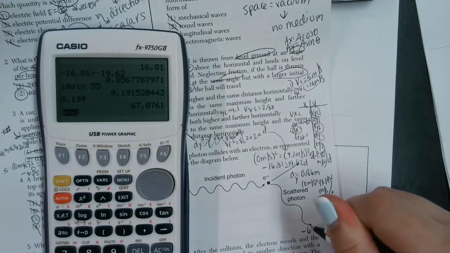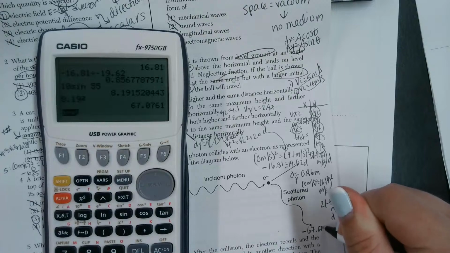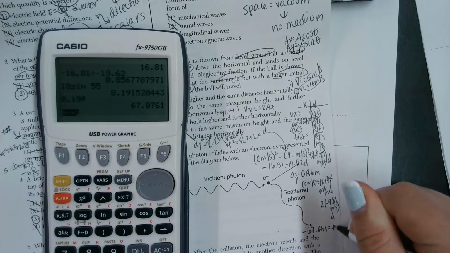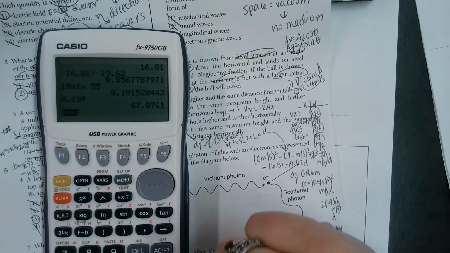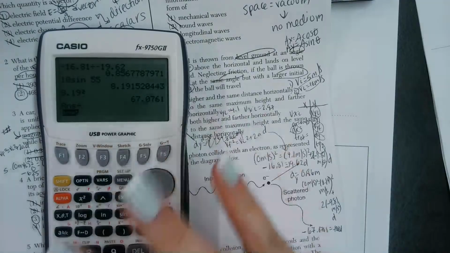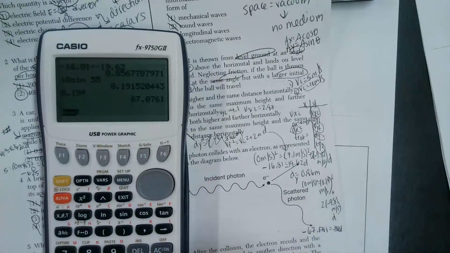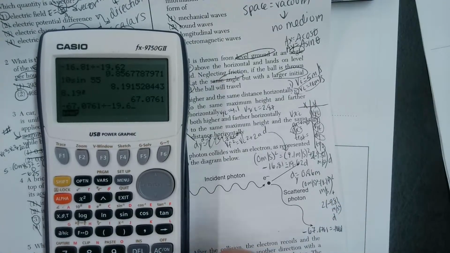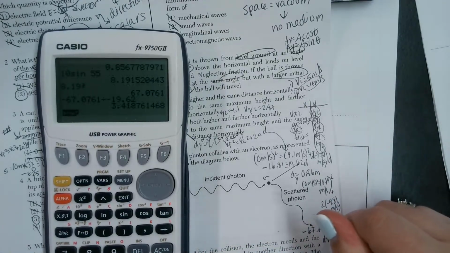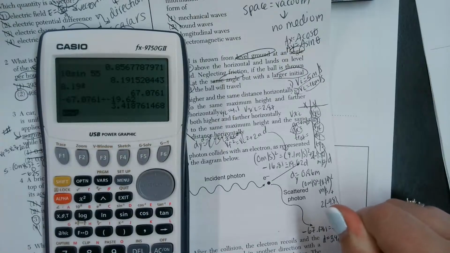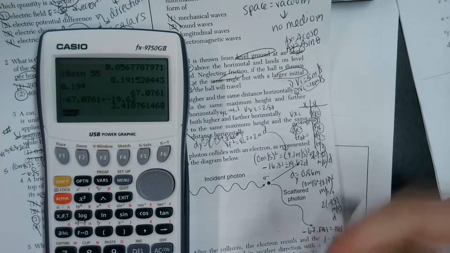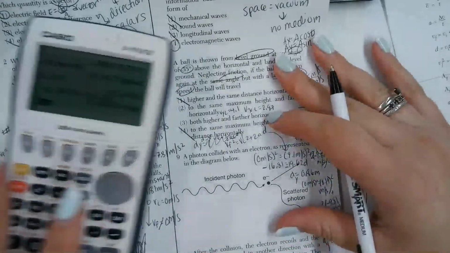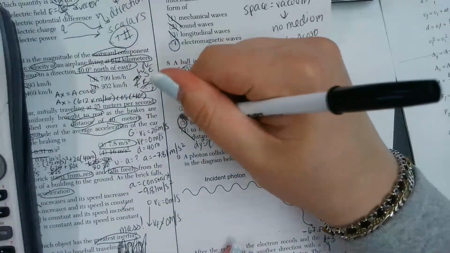So I put negative 67.0761 equals negative 19.62d. So I'm going to divide. Again, I could put my minus sign, so I'll do it the right way. Negative 67.0761 divided by negative 19.62. And we see that our new height is now 3.42. So obviously we see that the height, the vertical distance rather, increases. So therefore it is answer choice 3.